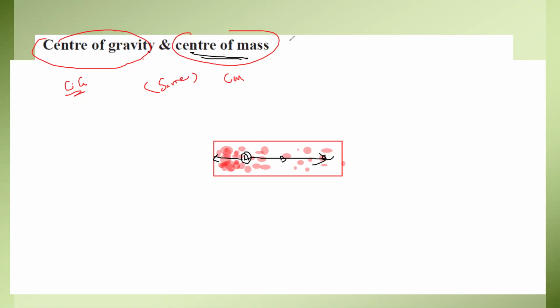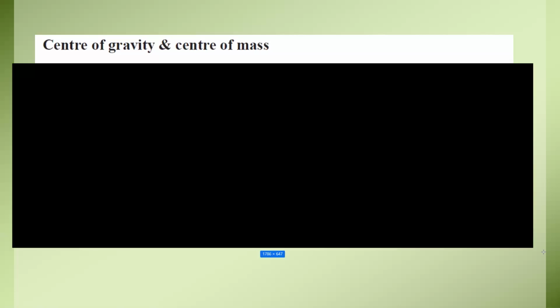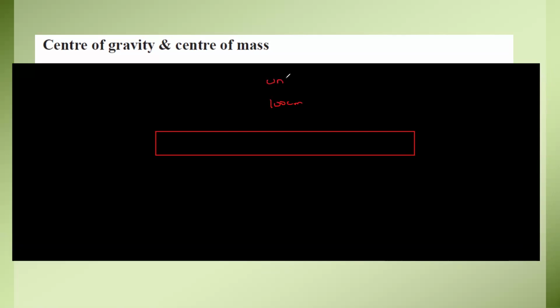But when we use the term uniform, it means the center of mass is exactly at the center. So uniform objects always have the center of mass at the center. For example, if I have a uniform meter rule, where will the center of mass act? The center of mass will act at the center, at the 50 centimeter mark.